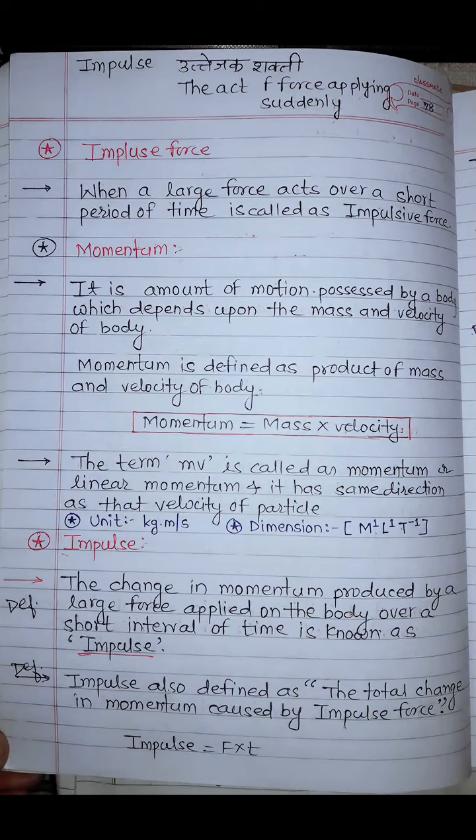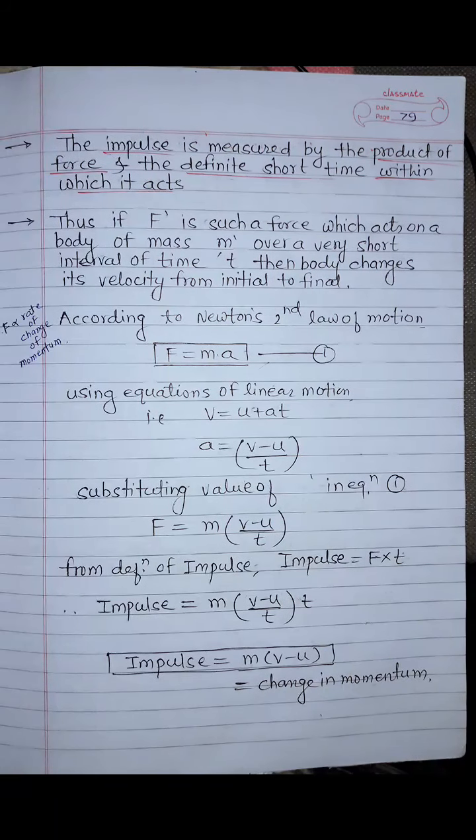So we can write impulse is equal to F into t, that is force into time. The impulse is measured by the product of force and the definite short time within which it acts. Thus, if capital F is such a force which acts on a body of mass m over a short interval of time small t, then the body changes its velocity from initial to final velocity.